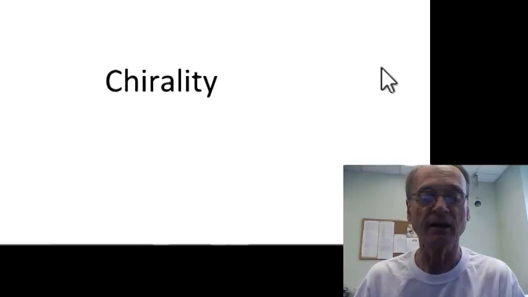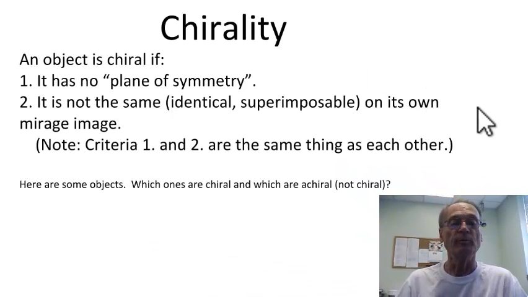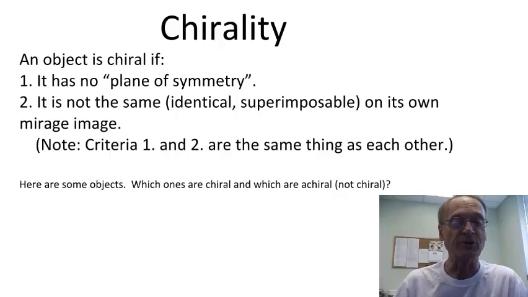Other objects are achiral. So let's define what we mean by chirality. There are two criteria here, but they are the same as each other, as it turns out mathematically. But it's useful to have two different ways of thinking about it. So first of all, an object is chiral if it has no plane of symmetry.